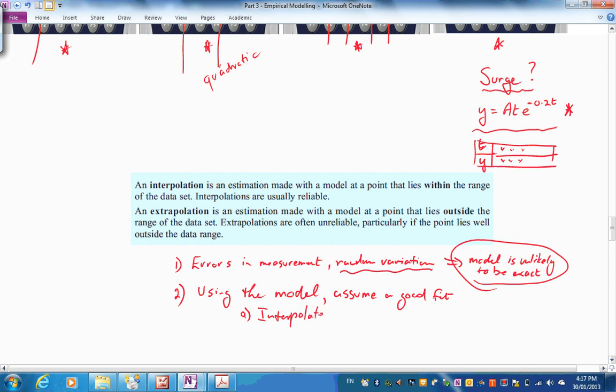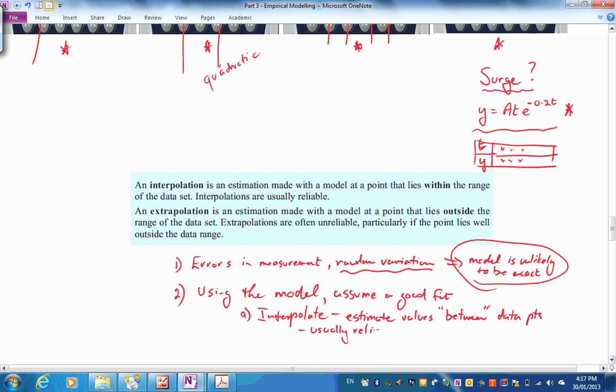Interpolate is saying, well, we measured the population when t was 9 and then when t was 10. What was the population size at 9.5 years or something like that? Somewhere in between. So interpolation is to estimate values between data points. If you go interstate, they're between states. So you're estimating values between data points. And you would expect that to be usually reliable.